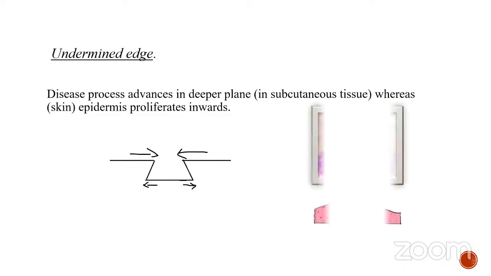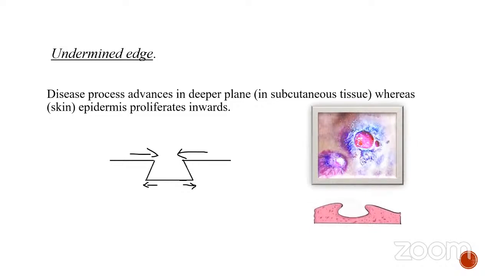This is happening because in the deeper planes, the ulcer is not at all healing. It's going into the deeper plane. It's proliferating, whereas the margins are trying to heal. Healing is happening in the margin, so the margin is trying to close. Here, the wound is trying to close from the level of the margin, whereas in the deeper planes, this ulcer is not at all healing. It's spreading, or it's going into the deeper planes. I hope I'm clear. So that's how an undermined edge is formed.